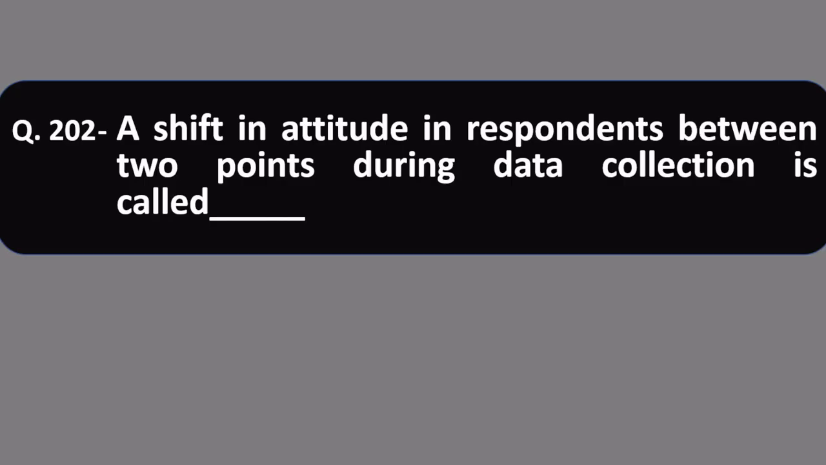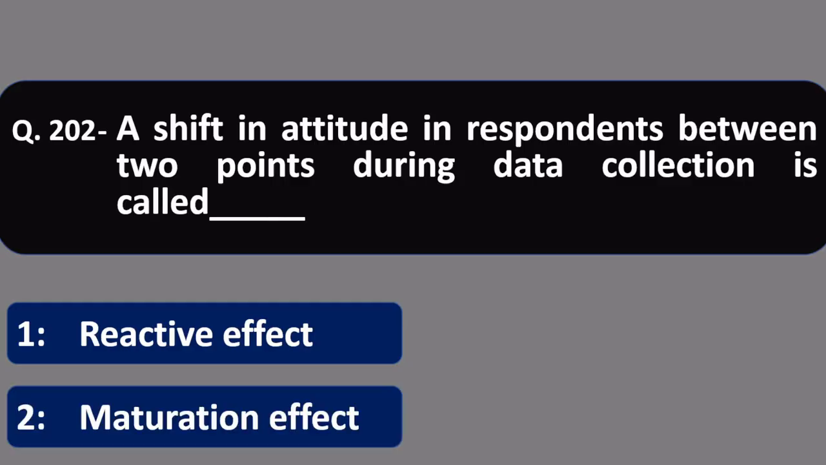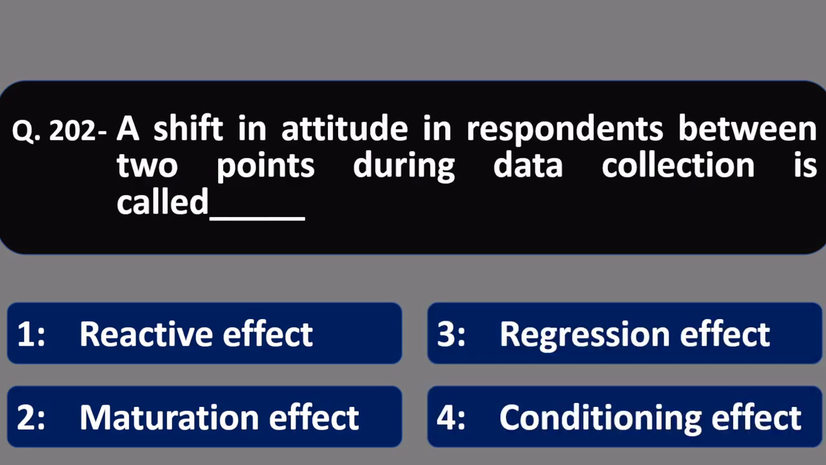Question 202. A shift in attitude in respondents between 2 points during data collection is called. The options are reactive effect, maturation effect, regression effect, conditioning effect.